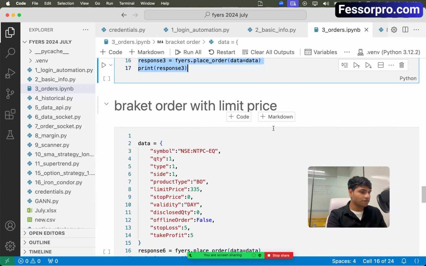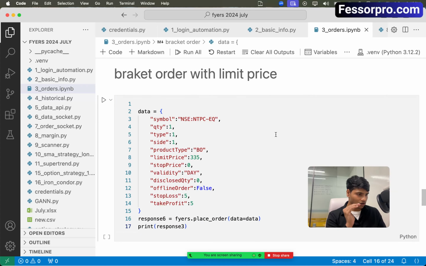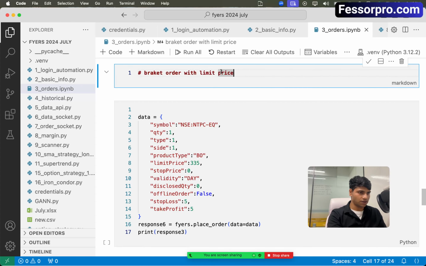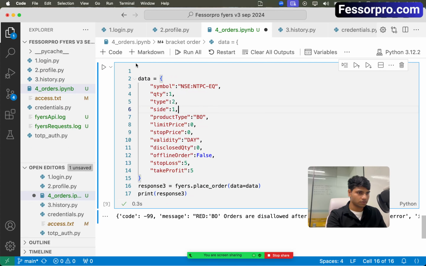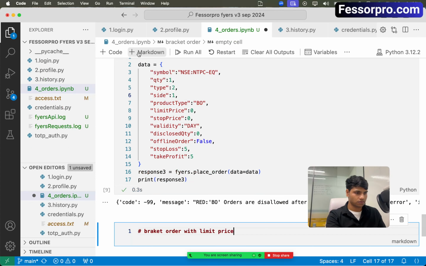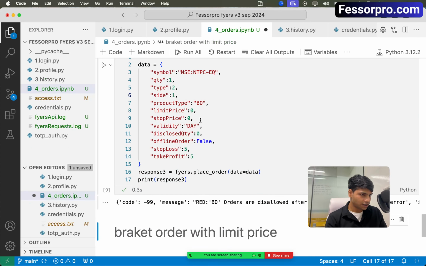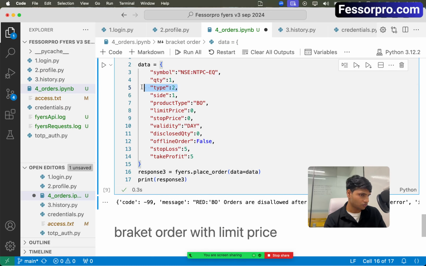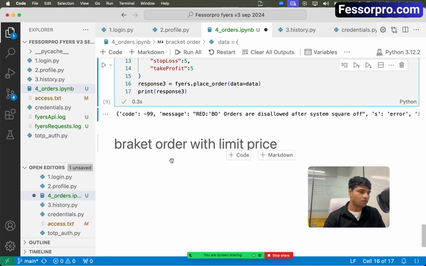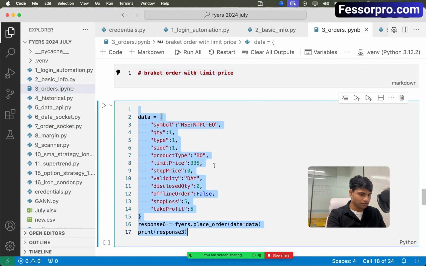Now, bracket order with a limit price. Let's say your main order, the position taking order, you want it to be a limit price. So this is how you can do it. I'll just copy this. Now notice in this example, my type was 2. When I write type 2, it means the position taking order will be a market order. But here, I want the position taking order to be the limit order. So my code will change slightly. So this is the new code.